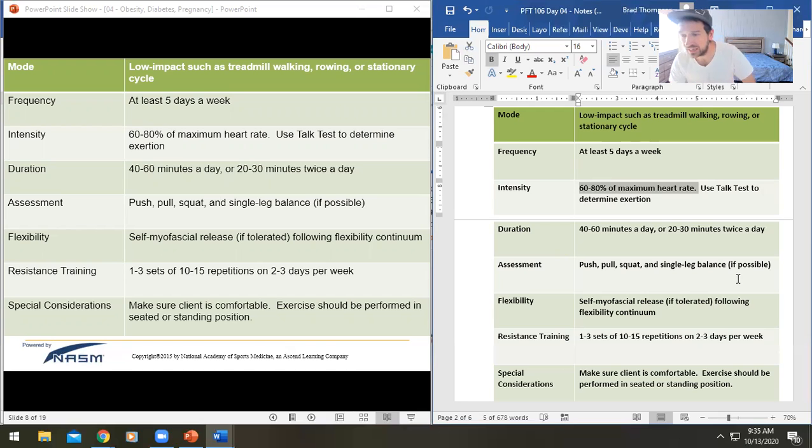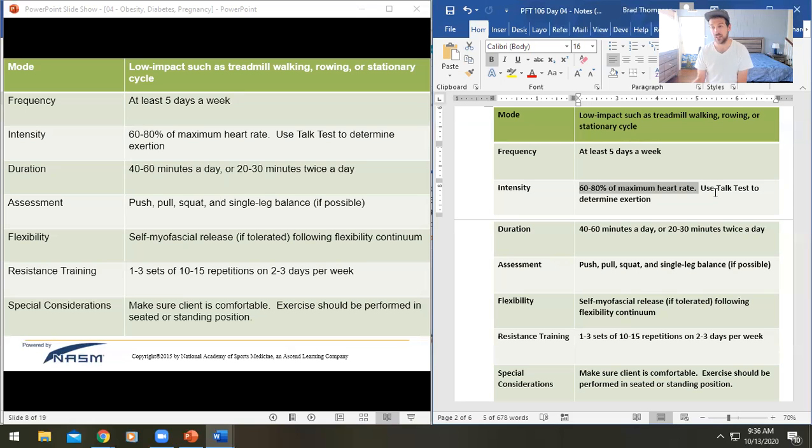Now, a lot of times, one of the things that's really effective with obese clients in particular is using the talk test, because their heart may be able to keep up and the exercise is not necessarily super intense heart rate wise, but sometimes it can be very difficult to keep your breath up. Because of that increased body weight, it can be difficult to expand the diaphragm and draw air in. So sometimes people will be more out of breath than their heart rate may be indicating.